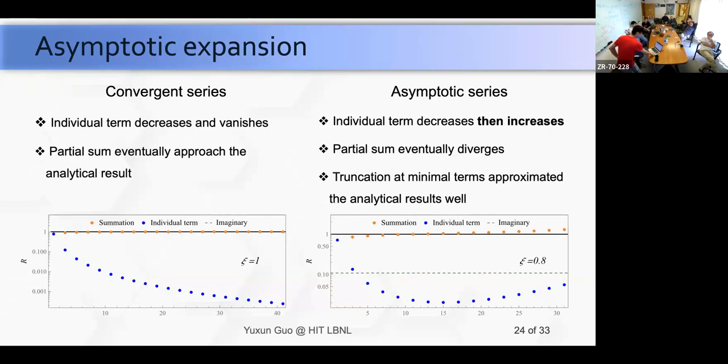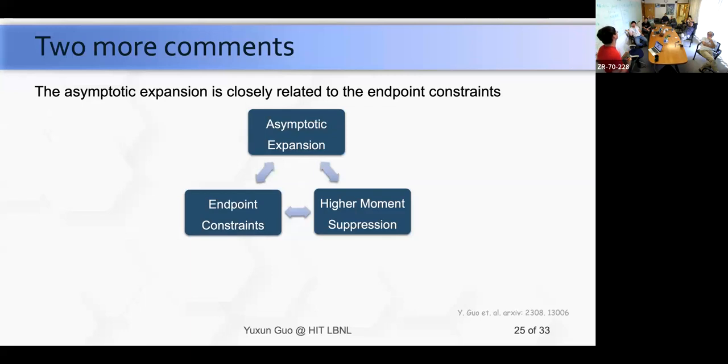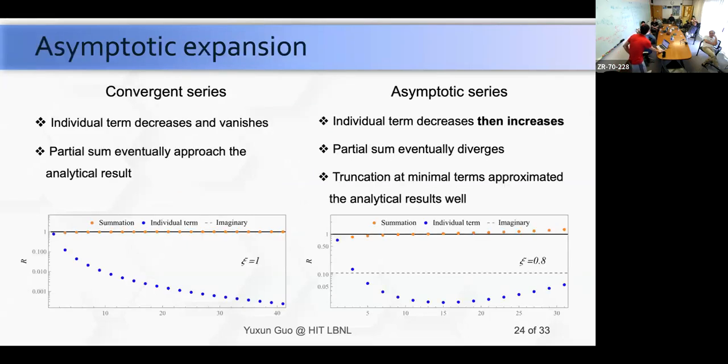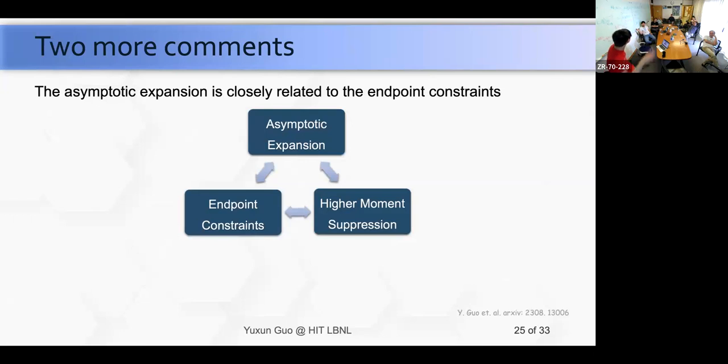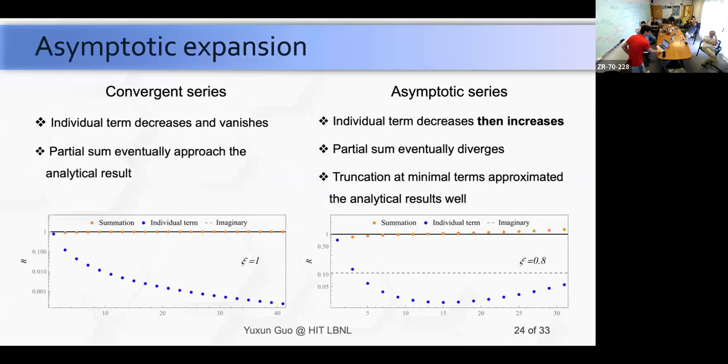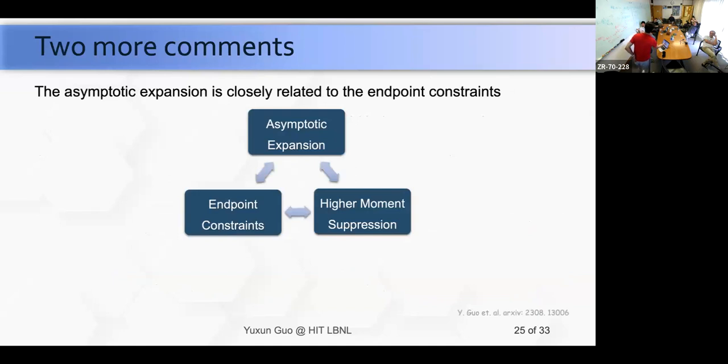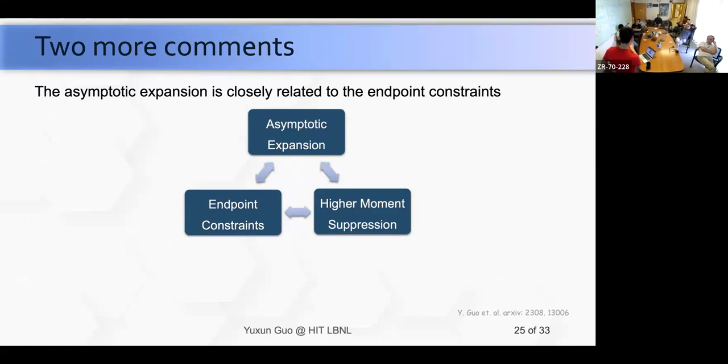Yes, well, that is. So when we consider this asymptotic expansion, if you look at this plot, it means we are assuming that the higher moments are somehow suppressed. That is, you don't see this weird fluctuating tail in the higher moments. Here you see something oscillating like this, that we don't want. And this is closely related to the endpoint constraint. If the GPD has to vanish at x equals 1, like the parton distribution has to vanish at x equals 1, that actually puts a non-trivial requirement on the higher moments of the PDF.